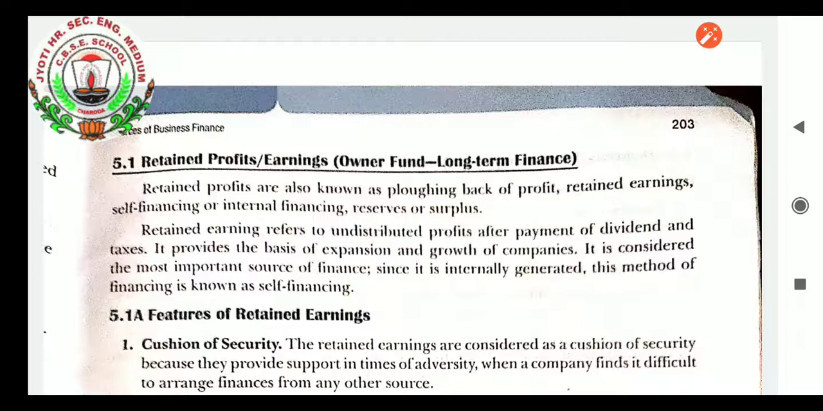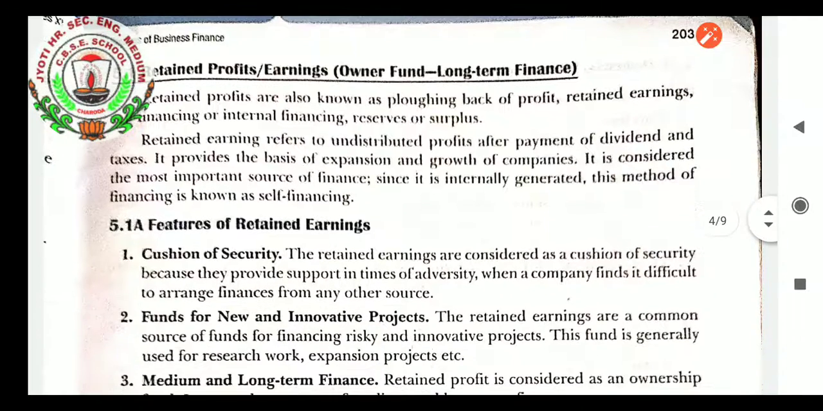Retained earnings, self-financing or internal financing, reserve or surplus. Retained earnings refers to undistributed profit after payment of dividend and taxes. It provides the basis of expansion and growth of companies. It is considered the most important source of finance. Since it is internally generated, it is also known as self-financing.